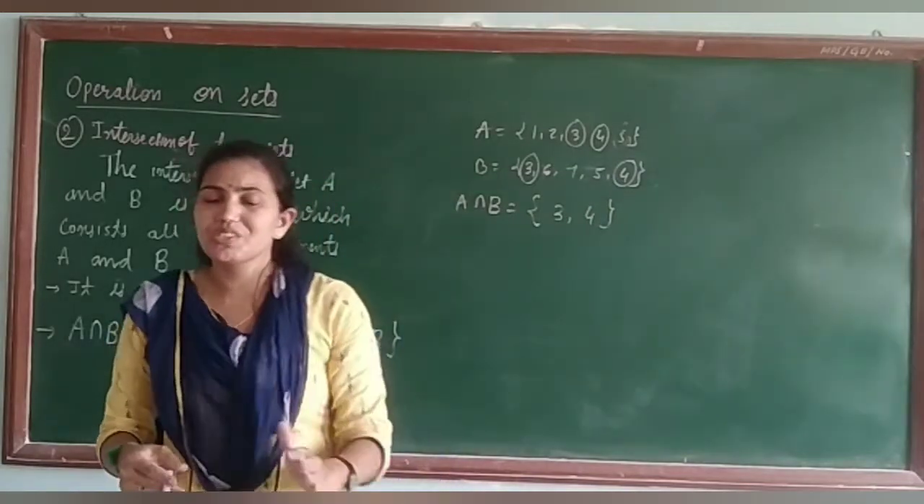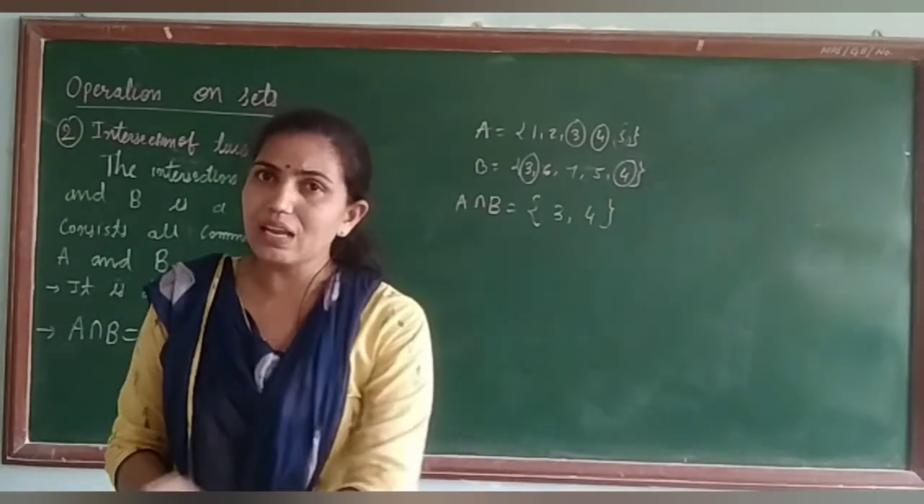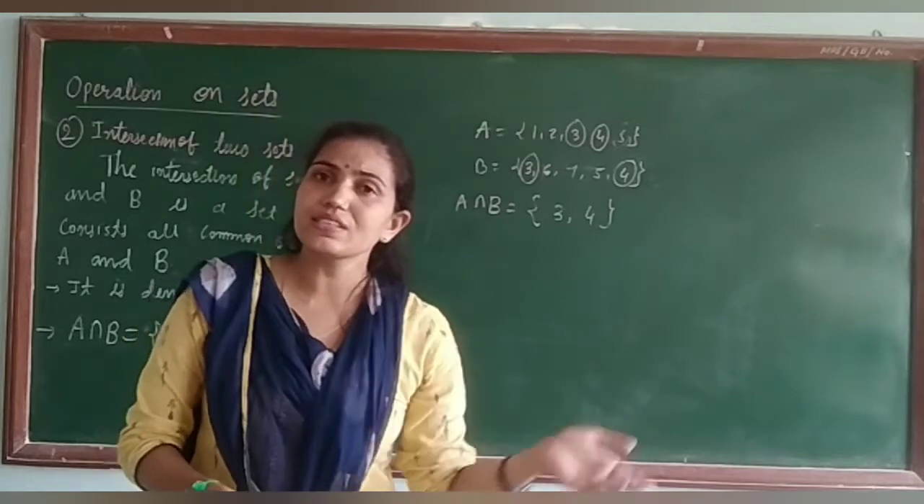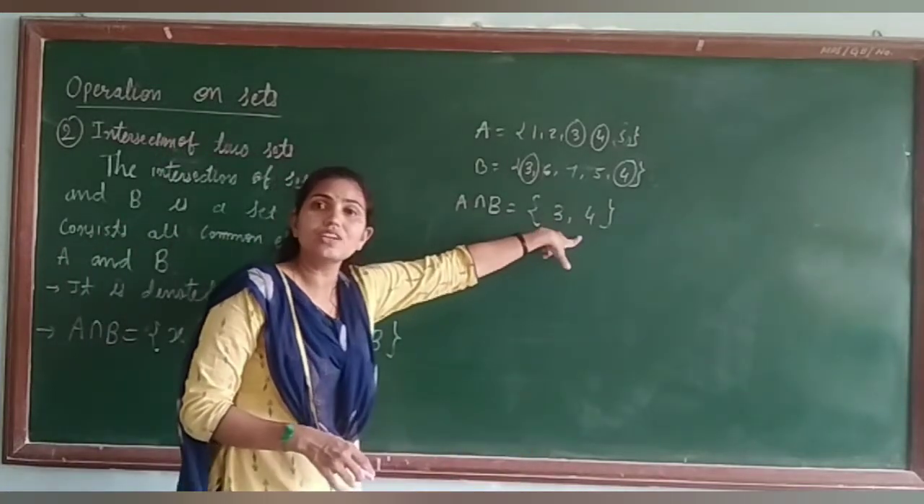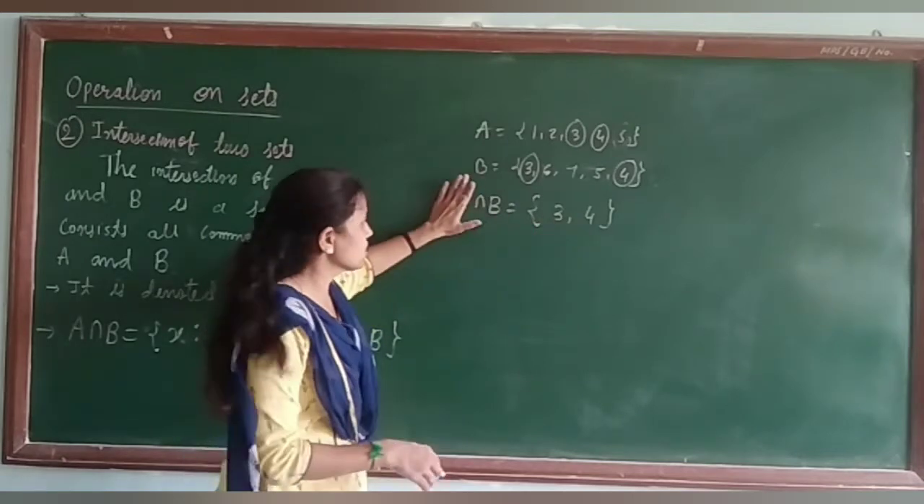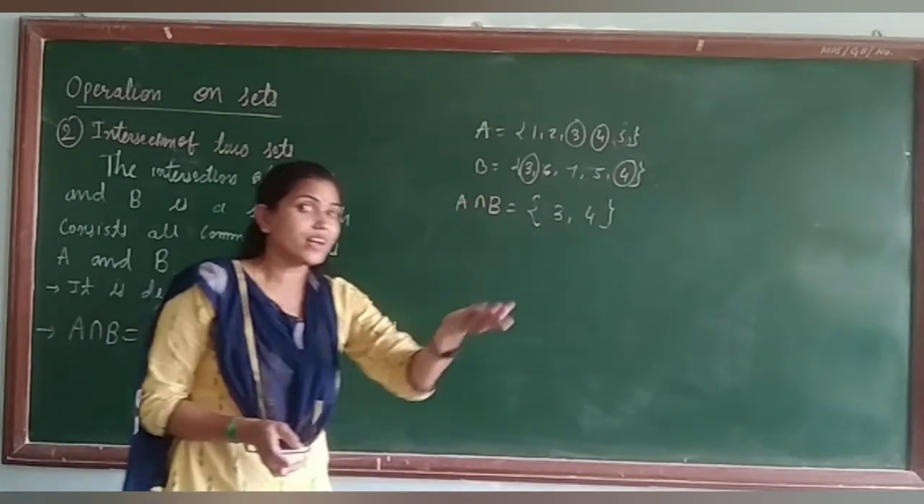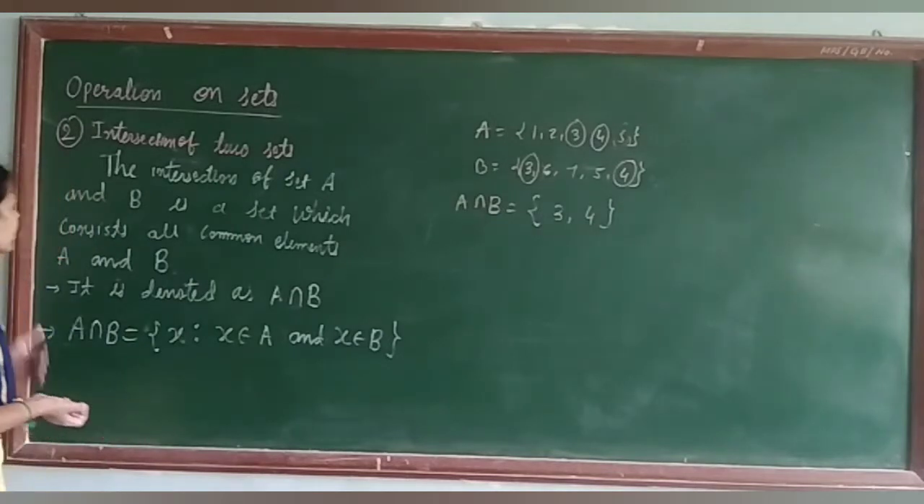It is very easy, students. Union means write down all the elements. When it is the intersection, it means only the common elements. So common elements are 3 and 4. Right, so this is the intersection. Now let me write down the definition and how to denote everything.